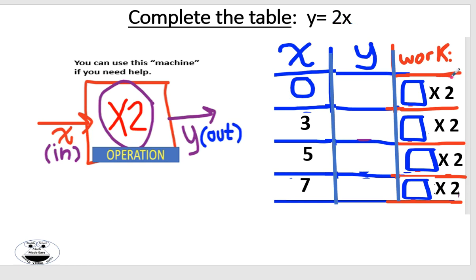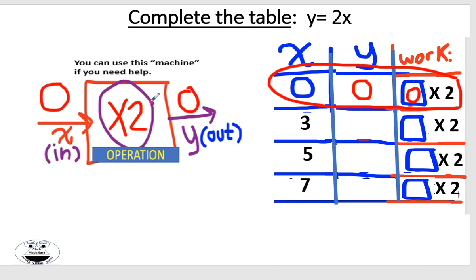Let's focus on the first row. Here x is 0, so I can either do 0 times 2 is 0, or I can put it into my machine, 0 times 2 is 0. And now I have x is 0, y is 0, I put that into the table.